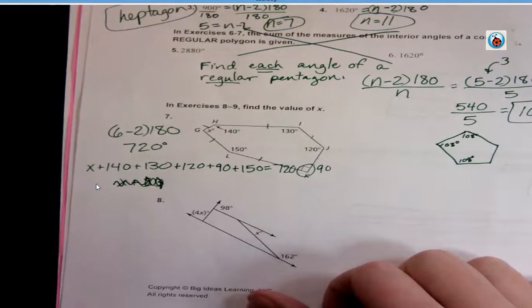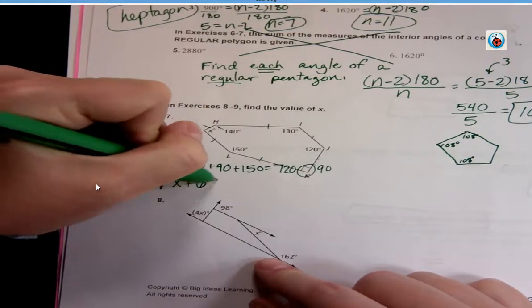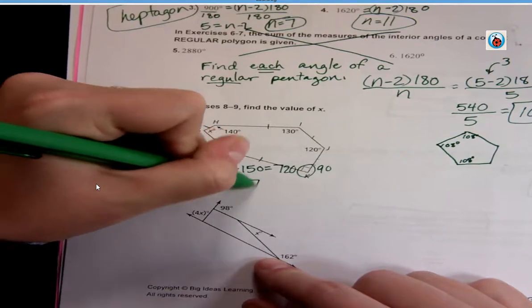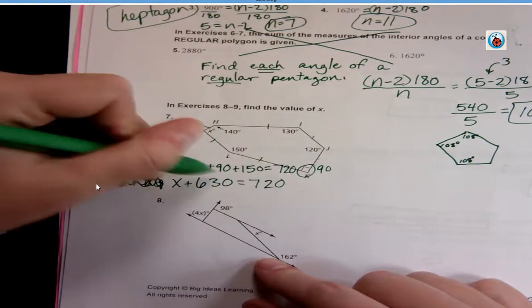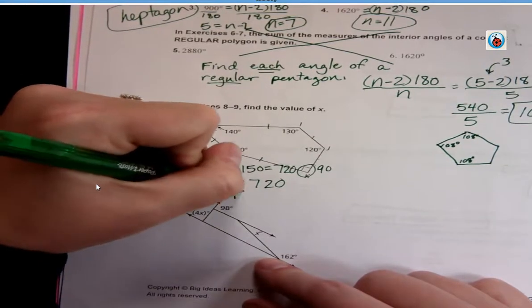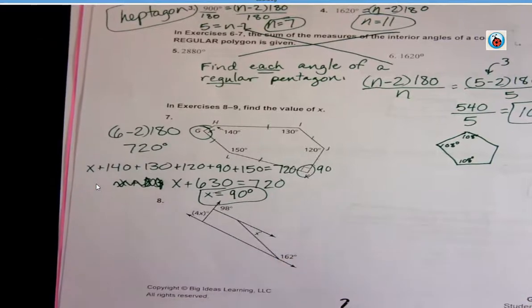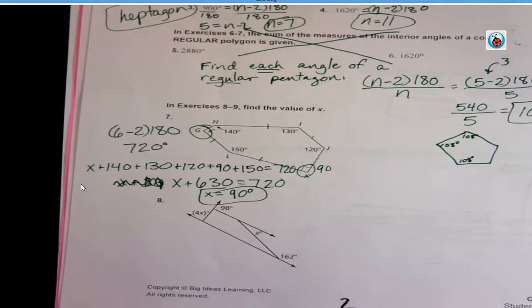Okay, so x, and then you add all these up together and you get 630 degrees. So all we did was combine like terms. You subtract the 630, and yay, x equals 90 degrees. So that is what angle G equals. Alright. Number 8, super easy.